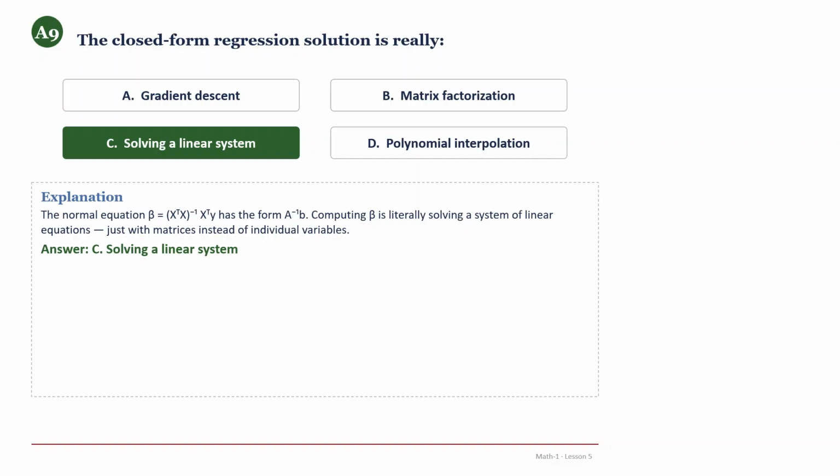The normal equation, beta equals the quantity X transpose X inverse times X transpose y, has the same form as x equals A inverse B. Solving it is exactly solving a large linear system, the multivariable generalization of what you did this week. Random search and bisection are unrelated numerical methods. Gradient descent is an iterative alternative to the closed form, not the closed form itself.